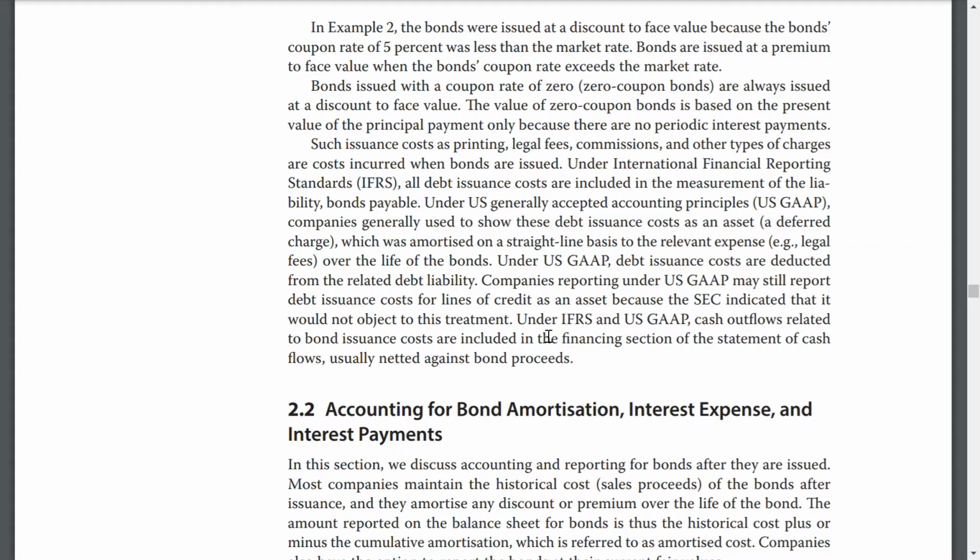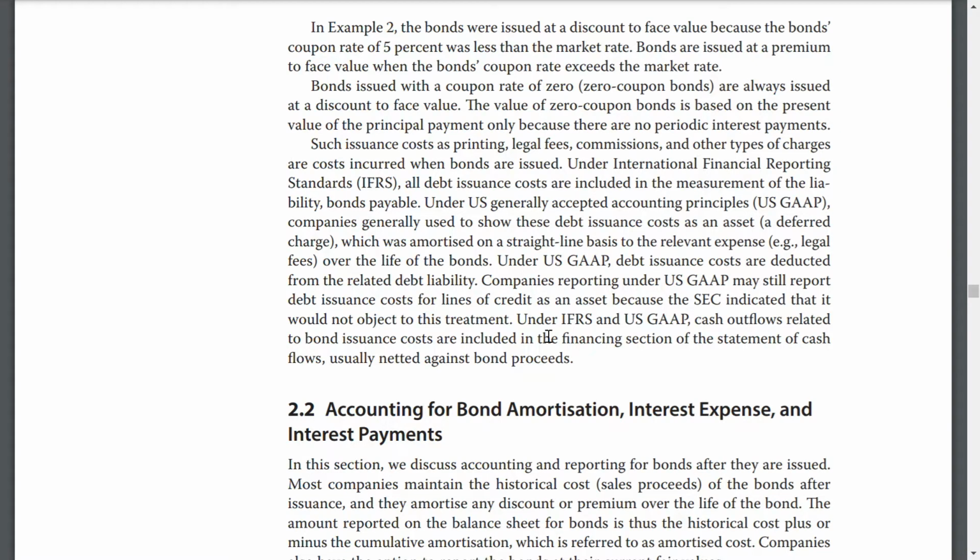Under U.S. GAAP, the debt issuance costs are now deducted from the bond liability, except for debt issuance costs for lines of credit, which may be shown as an asset because the SEC indicated that it would not object to this treatment. Under IFRS and U.S. GAAP, cash outflows related to bond issuance costs are included in the financing section of the statement of cash flows, usually netted against bond proceeds.